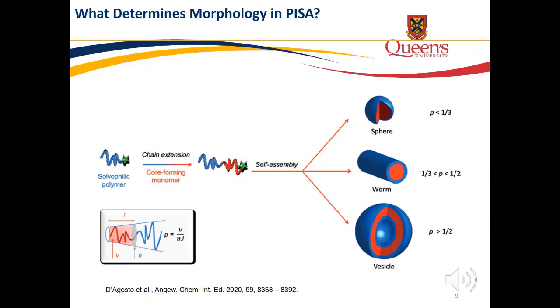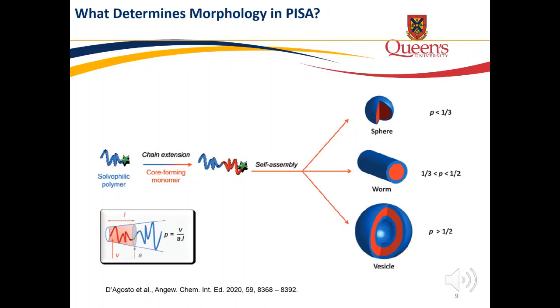you can witness a number of different morphologies depending on something called the packing parameter P, which I'm going to get to shortly. But before we get to that, let's just illustrate what happens at different values of P. If P is less than about 1/3, you would typically get spheres formed. If you have P values between about 1/3 and 1/2, you normally get worms forming. These are long cylindrical nano-objects. And if P exceeds about 1/2, then you typically get vesicles formed.